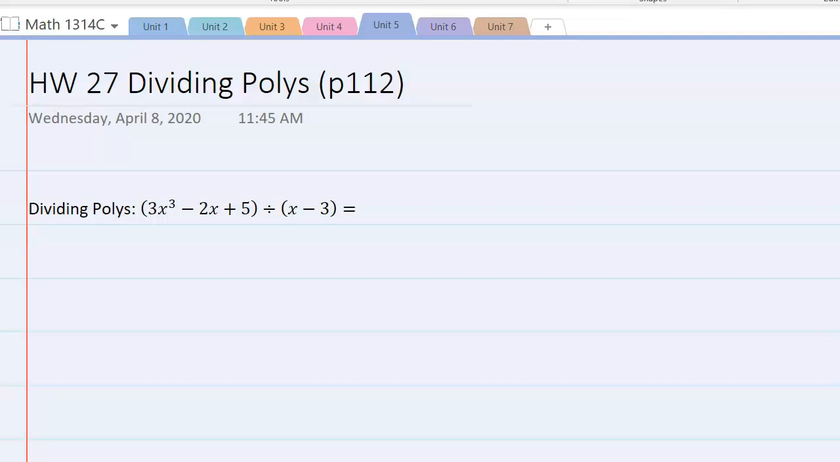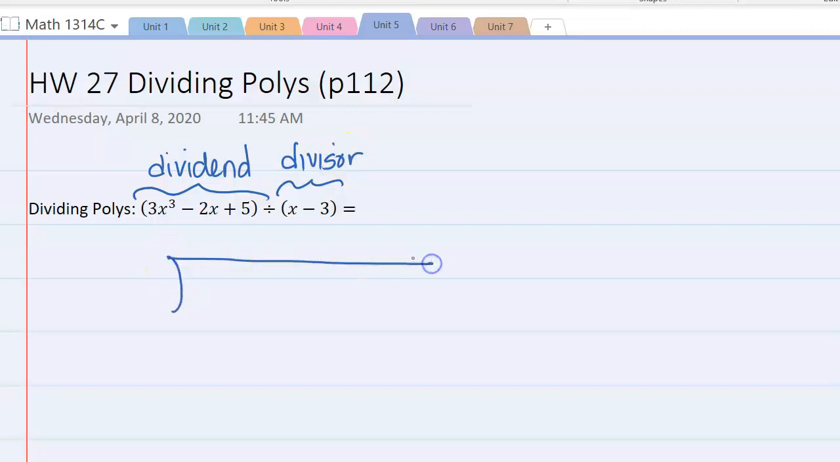We need to know that this is our dividend and this is our divisor. So if we were going to put it in long division, our dividend will be the one that goes inside, 3x cubed minus 2x plus 5. And our divisor would be the one that comes on the outside, x minus 3.